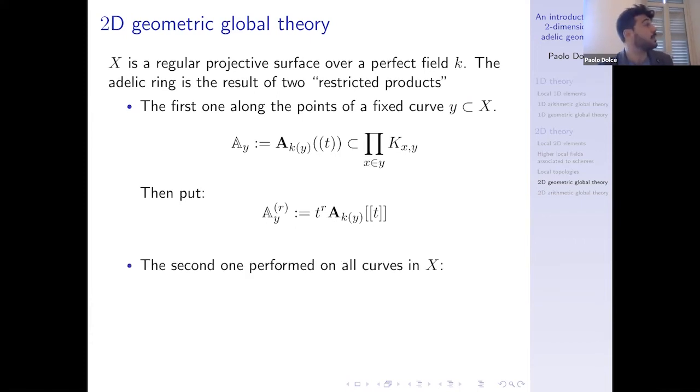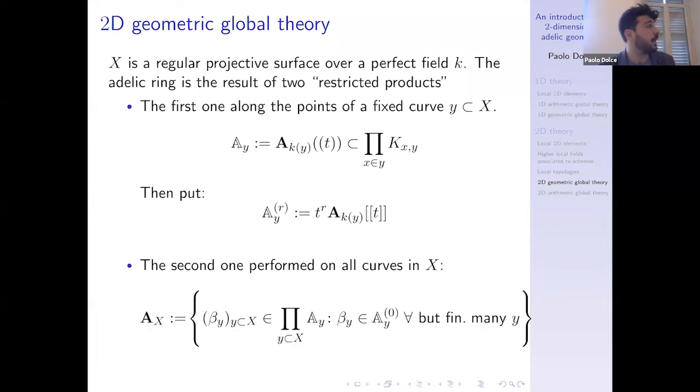And then we have the second restricted product, when we allow all the curves to vary. And this is more similar to the original restricted product that we had in dimension 1. So you take a subset of this product and you allow almost all elements to be integral in this sense. Okay, so almost all Laurent power series will actually be power series. And this is the ring of adeles.